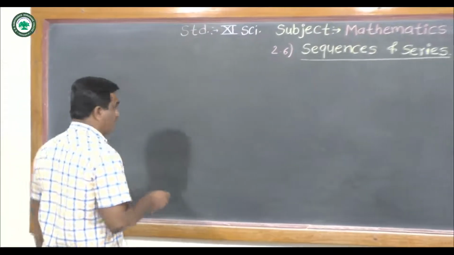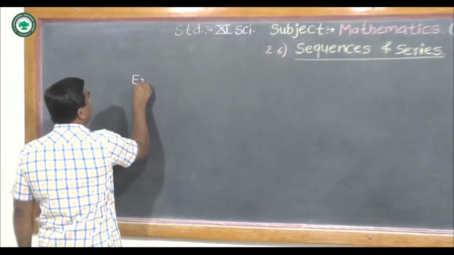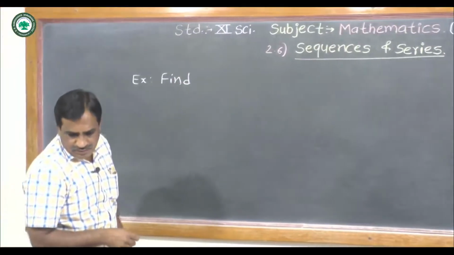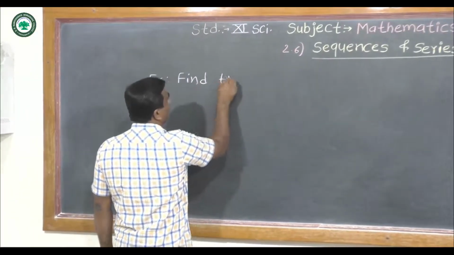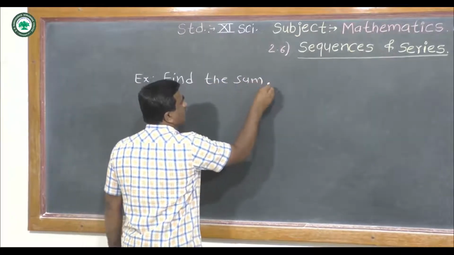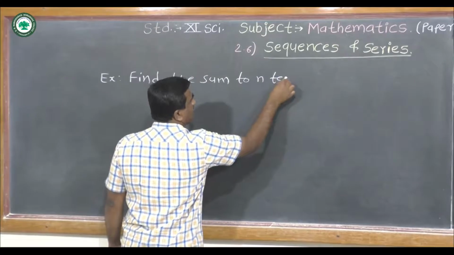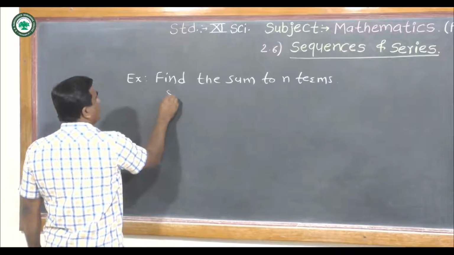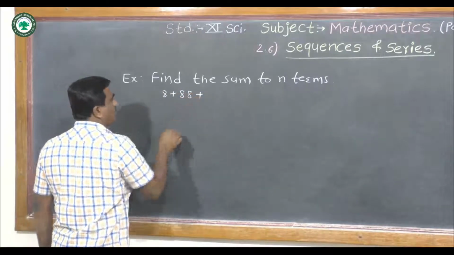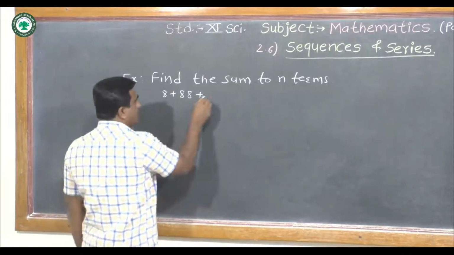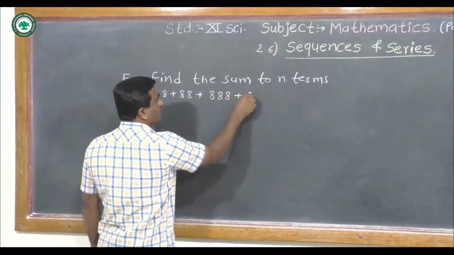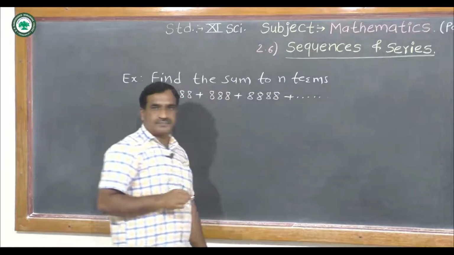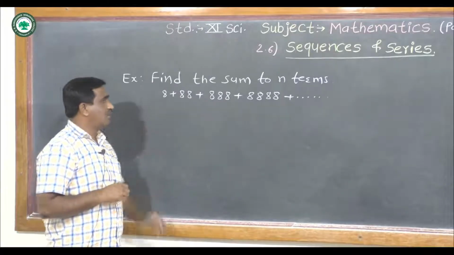Example. Find the sum to n terms: 8 plus 88 plus 888 plus 8888 plus so on. Now we have to find the sum of these terms.